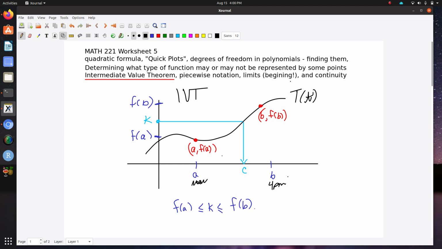Or if you're measuring the height of somebody as they grow up and they're 3 feet tall at some point in their life and later they're 5 feet tall, you can say, I never saw them when they were 4 feet tall, but I know they were 4 feet tall at some point in time. That's all it's saying. It's like, well, duh. That's why it's the well-duh theorem.